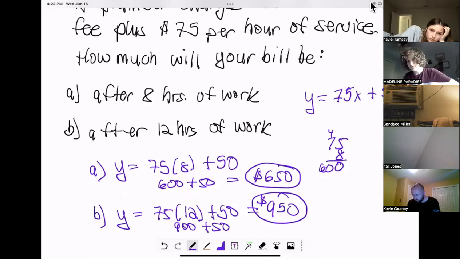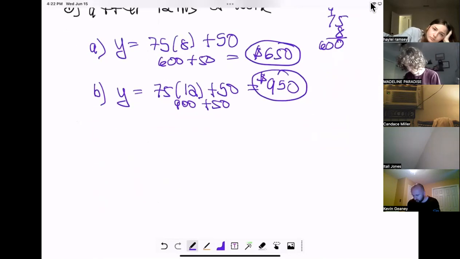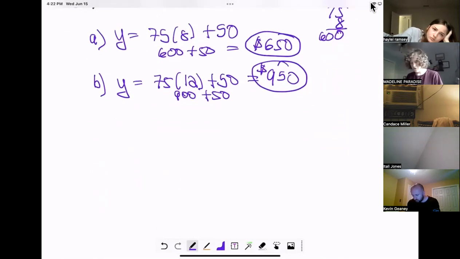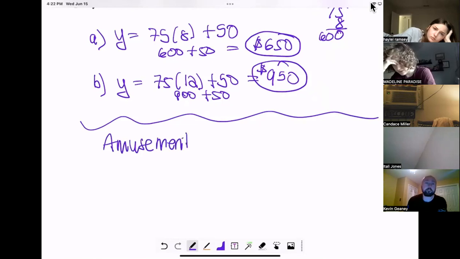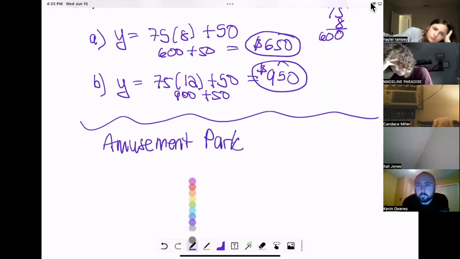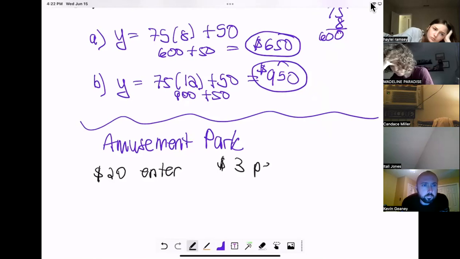Let's say you go to an amusement park. It's not really how it works today, but let's say it costs like $20 to get in the amusement park and every ride is $3, right? So let me write that down, just to get us another scenario. So you have an amusement park. So it costs $20 to enter the amusement park, and it costs $3 per ride.